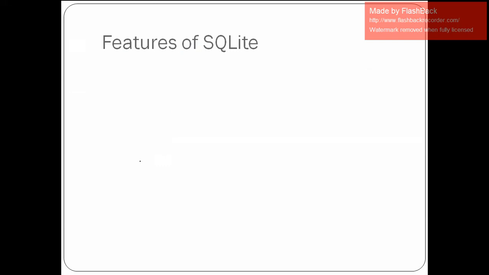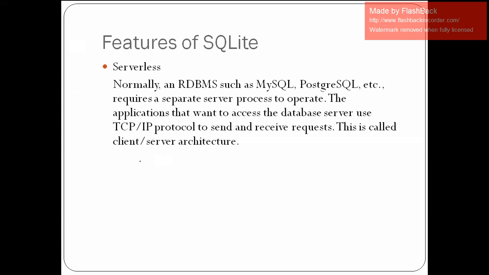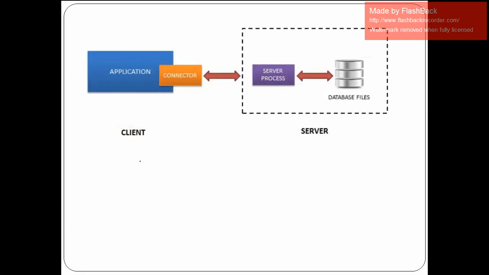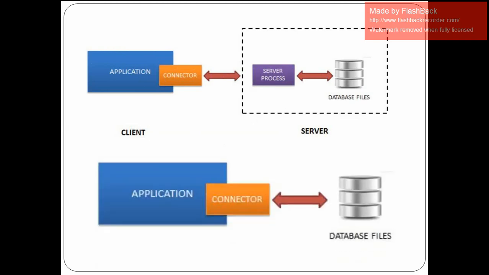So let's see the features of SQLite. It is serverless. Normally, an RDBMS such as MySQL, PostgreSQL, etc. requires a separate server process to operate. The applications that want to access the database server use a TCP/IP protocol to send and receive requests. This is called a client-server architecture. So as you can see, this is the client-server architecture for other RDBMS tools like MySQL. But that is not how SQLite works. It entirely works without a server.